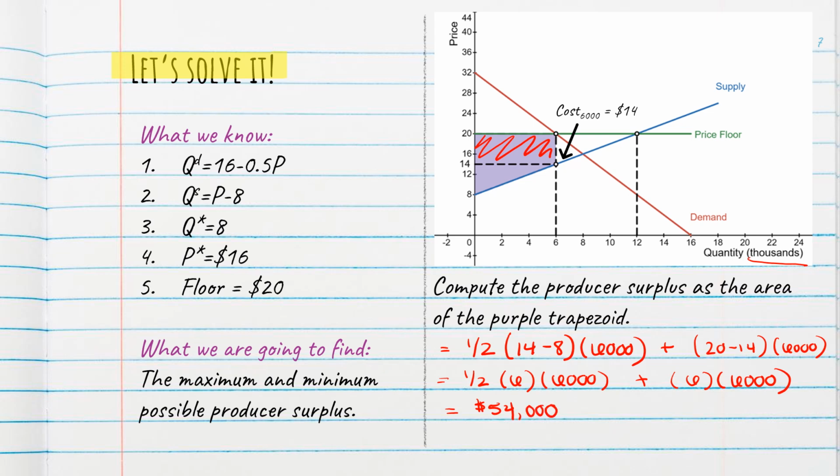So the maximum possible producer surplus is this purple shaded region, where the units are supplied by the lower part of the supply curve, the first 6,000. And we needed to do that little bit of extra work to figure out that 14 value before we compute this area.